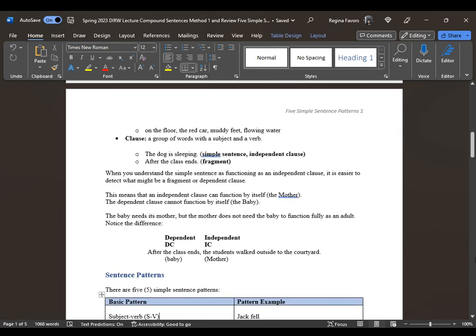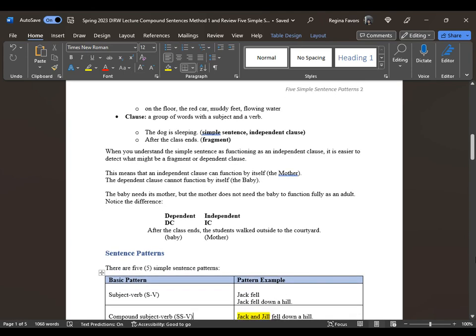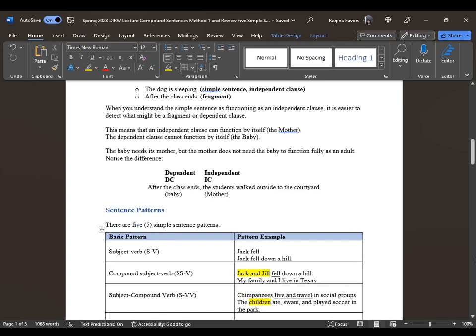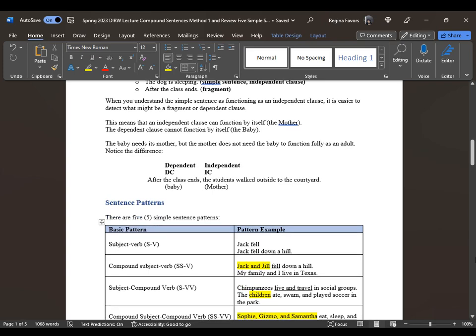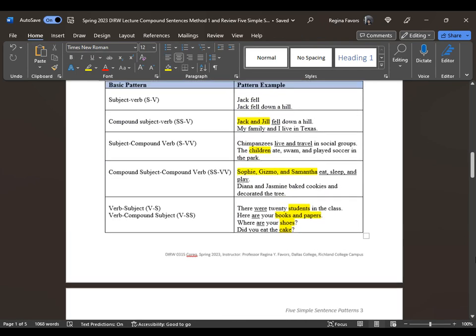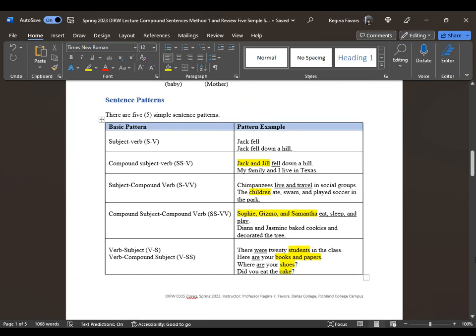Okay, so when you understand the simple sentence as functioning as an independent clause, it is easier to detect what might be a fragment or dependent clause. And remember that the dependent clause works like a baby, the independent clause works like a mother. So the baby needs the mother, but the mother does not need the baby. Okay, sentence patterns. So remember, subject verb, compound subject, compound verb, and then verb subject verb compound subject. So note the examples there.